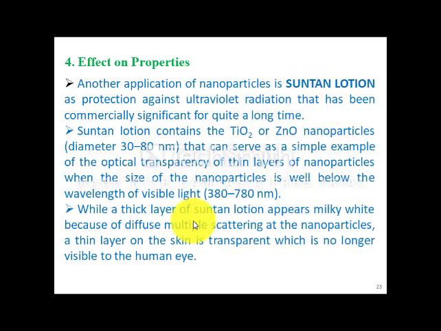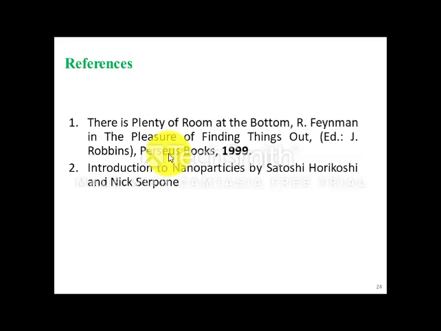And sunscreen lotion is a protective coating. It is transparent when it is very thin and it is invisible to the human eye. So this is why we can apply this sunscreen lotion on our skin and it will protect us from ultraviolet or visible light whose wavelength is larger as compared to the diameter of the sunscreen lotion nanoparticles, which is about 30 to 80 nanometer.